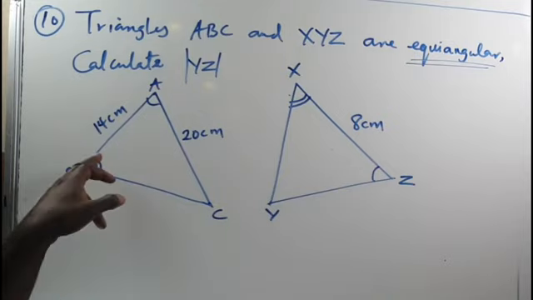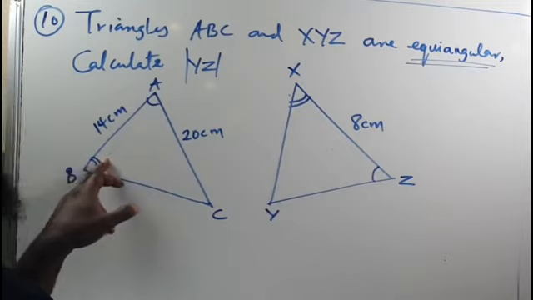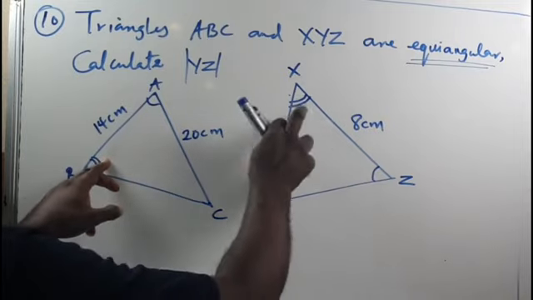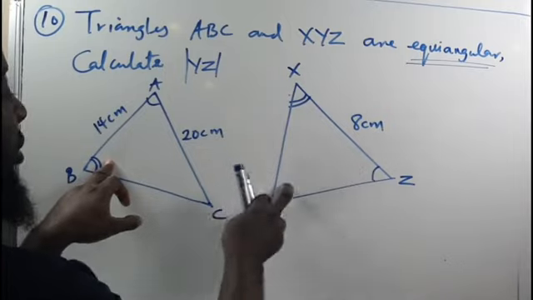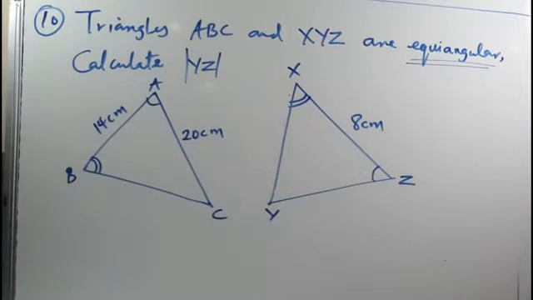Sometimes specific angles will be given. If this is 40, 40 will be written here. If this is 80, 80 will be written here. And if this is 90, 90 will be written here. So that's what is meant by equiangular.